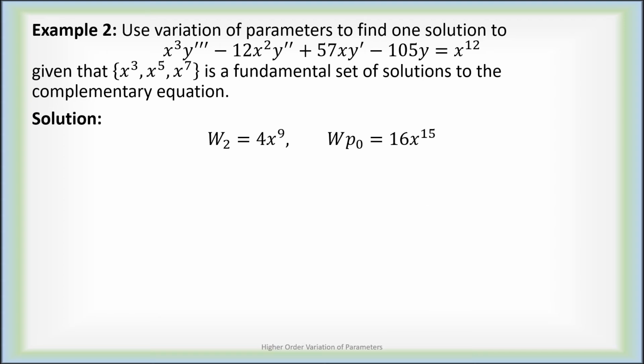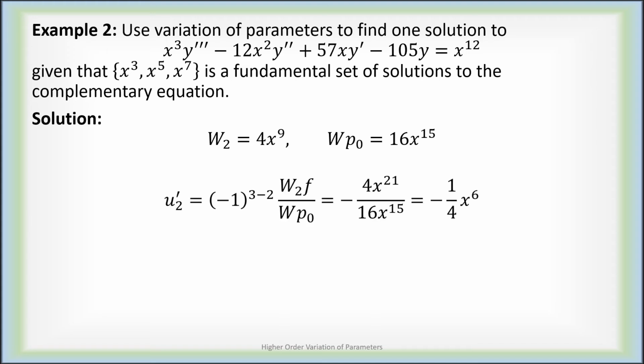Similarly, W2 we already computed to be 4x to the 9th. So U2 prime simplifies down to negative 1/4 x to the 6th. Negative 1 to the 3 minus 2, so that's a negative 1. W2 times f, so we have 4x to the 9th times x to the 12th. The denominator we already computed before. So this simplifies down to negative 1/4 x to the 6th, and that's U2 prime.